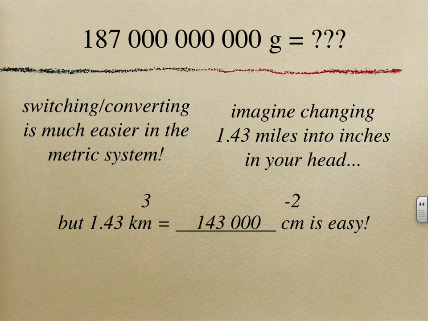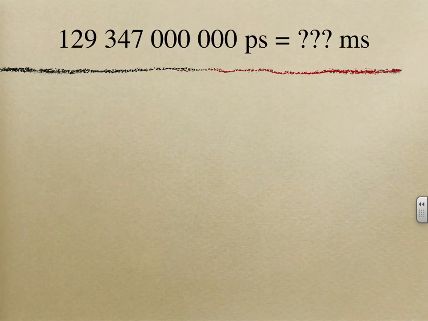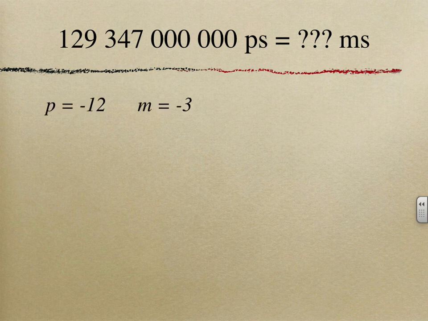Moving on. What if I had picoseconds and I wanted to switch to milliseconds? I'd have to know pico is -12 and milli is -3. Now, if I'm going from -12 to -3, did I get bigger or smaller? I got bigger. And some of you are freaking out. No way, man. 3 is smaller than 12. Okay, but it's negative. So again, negative, we're down here.